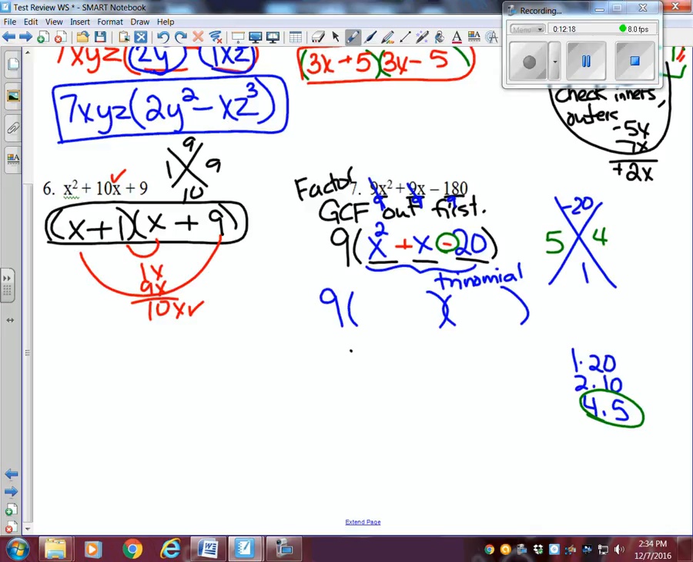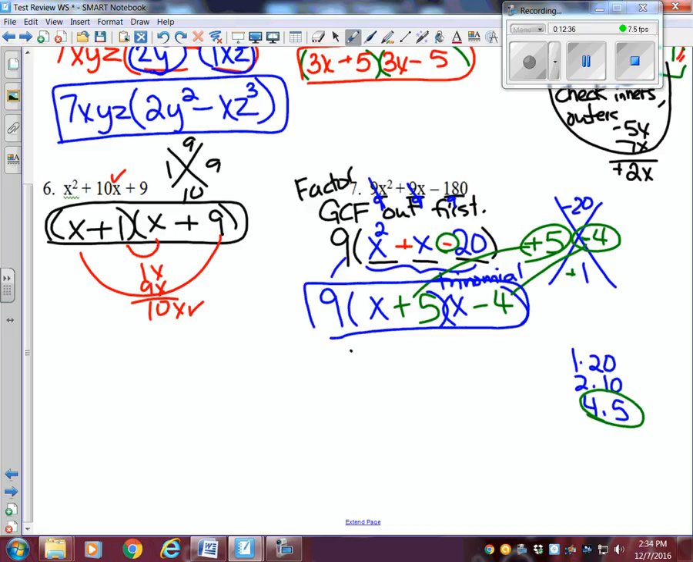I need a positive and a negative. So the middle term is a positive 1, so the bigger number 5 needs to be positive, which makes 4 my negative. So it's going to be minus 4 and plus 5. And of course, I can't forget x and x. I do need to make sure I carry my 9 down, so this is now completely factored as far as you can factor. That is what we call factoring completely. So that one is completely factored.